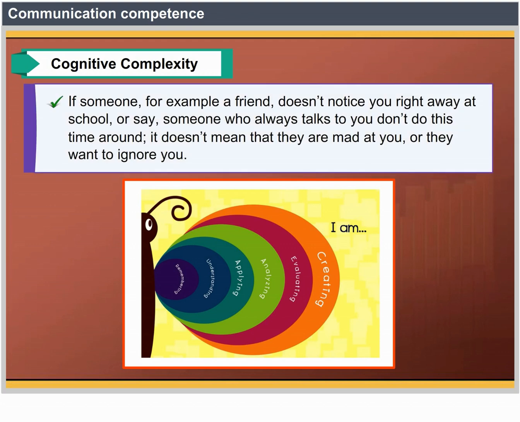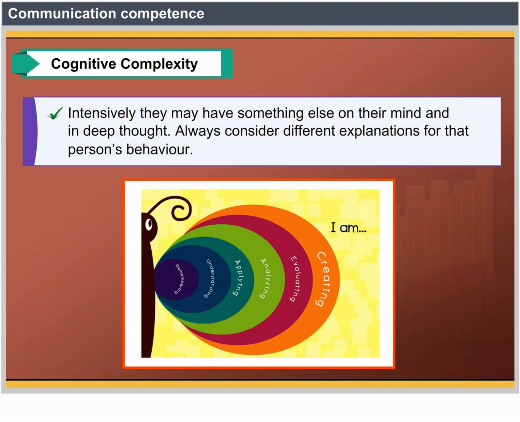If someone, say a friend, doesn't notice you right away at school, or say someone that always talks to you didn't this time around, it doesn't mean that they are mad at you or they want to ignore you. They may have something else on their mind and in deep thought. Always consider different explanations for that person's behavior.